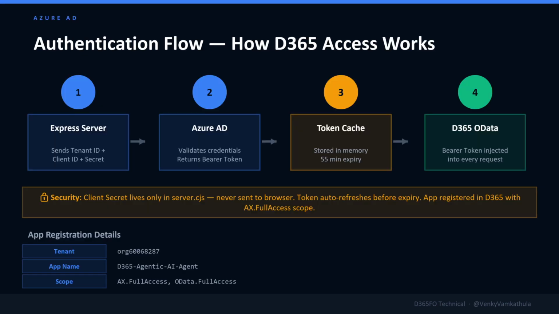For the authentication flow, the Express server contains our tenant ID, client ID and secret, and it goes for token generation. Whenever the token expires, it automatically regenerates and then makes the request. We have to create one app for this, and that app should have AX full access and OData full access.